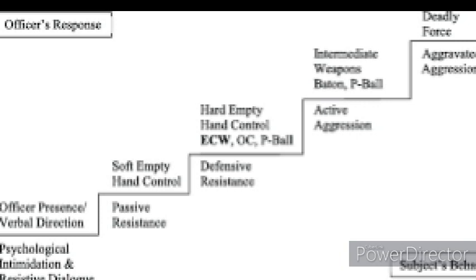It's the first one, and it's easiest because they're doing what you want. They're doing what you want them to do. The next one's going to be what's known as passive resistance. Passive resistance is pretty much they're not listening. They're not doing what you're telling them to do.